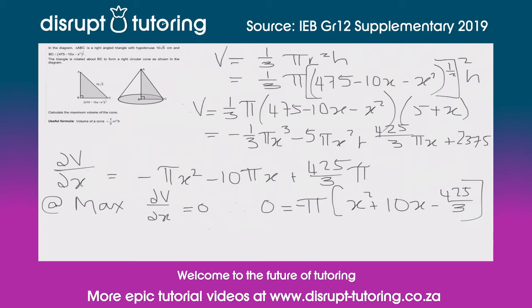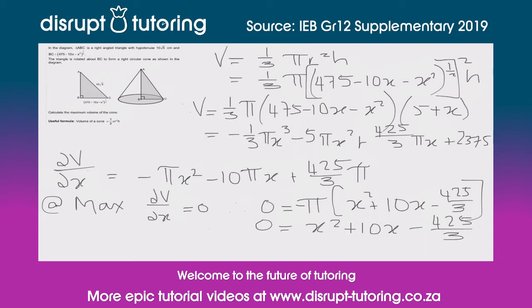Now I need to solve for x. What do I do first? I'm going to get rid of this pi by dividing both sides by pi. So I'm essentially left with 0 equals x squared plus 10x minus 425 over 3. Now I can see I've got a trinomial, a quadratic equation where I'm expecting two answers for x.